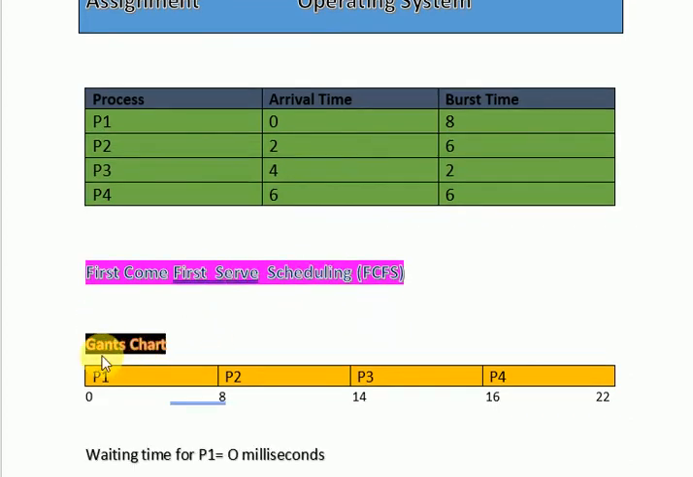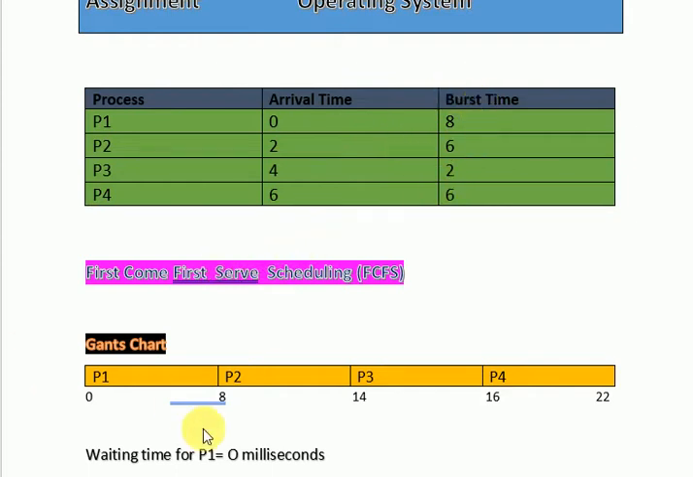Now I am going to the Gantt chart. I will solve according to the given question: process, arrival time, burst time. P1 means process 1 and P2 process 2. It depends upon the starting point. Arrival time means enter time and burst time means execution time.